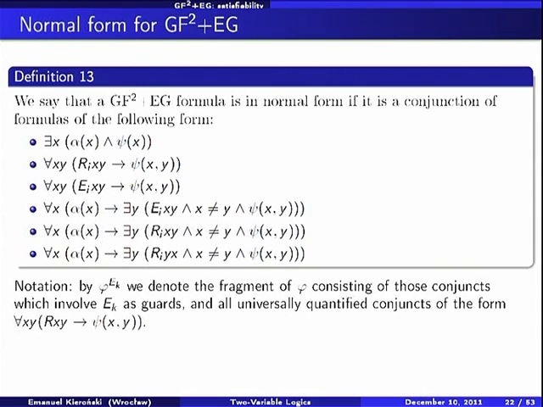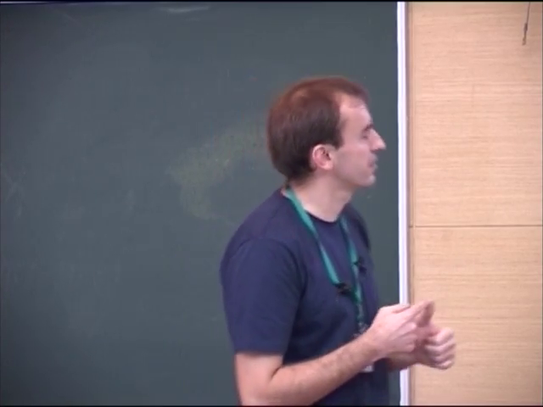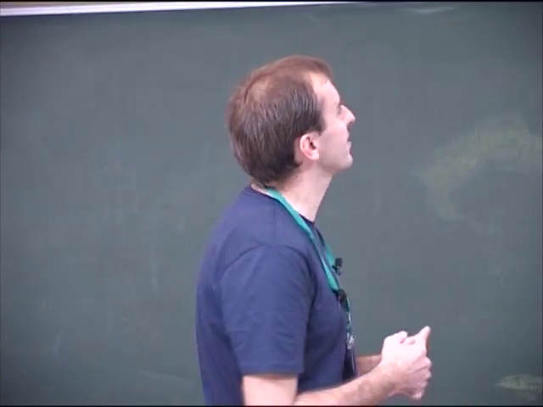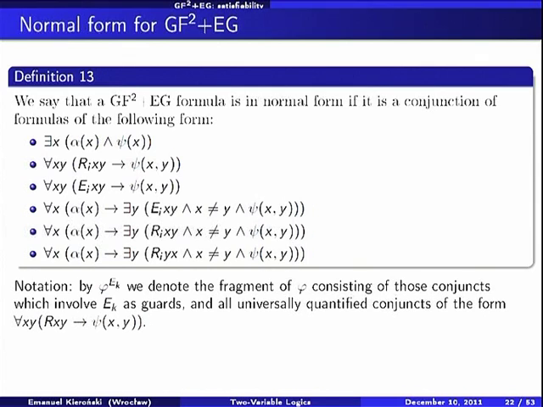Sometimes I will use a notation phi with superscript Ek, which denotes the fragment of this formula consisting of those conjuncts which either speak about the relation Ek, or about those formulas in which Ek is a guard, and about all universally quantified conjuncts with these non-equivalence symbols. So phi^Ek is a fragment of the formula which doesn't speak about equivalence relations different than Ek, and doesn't speak about formulas of the form for all x exists y, with a guard which is not Ek.